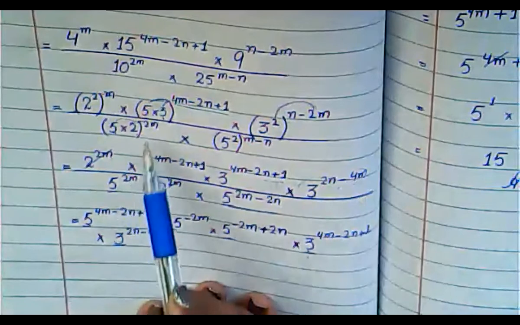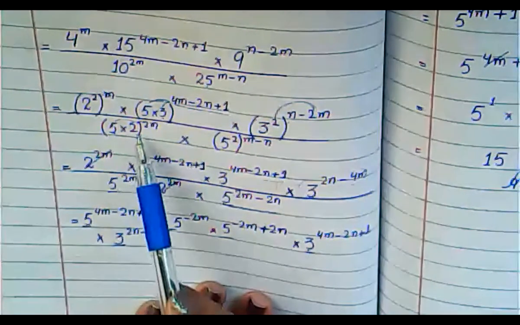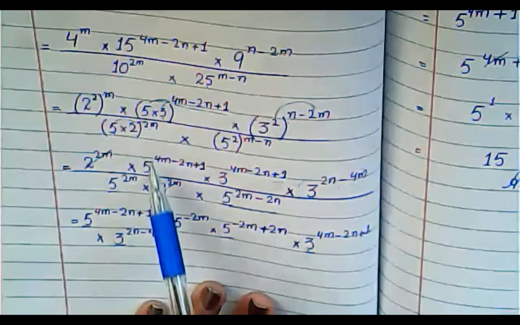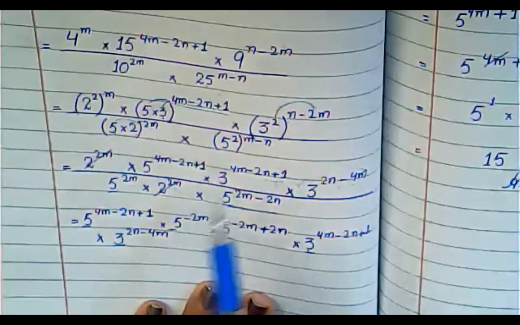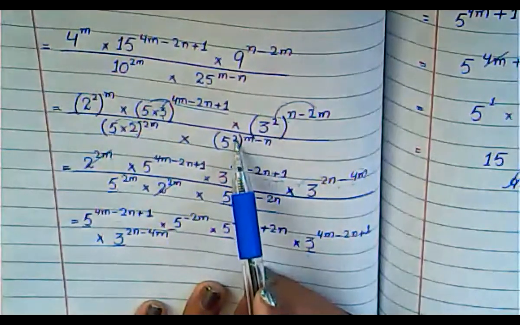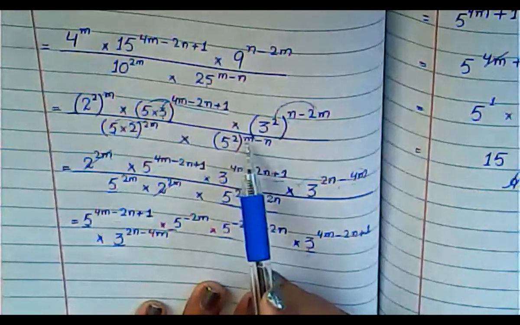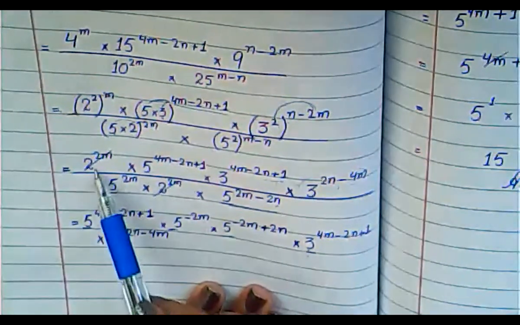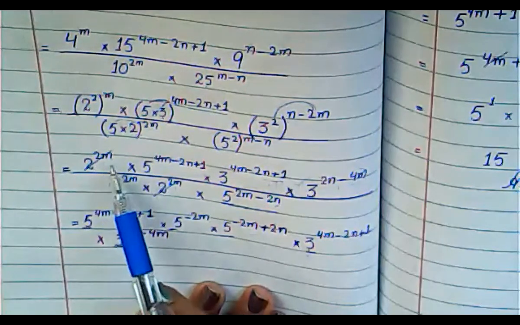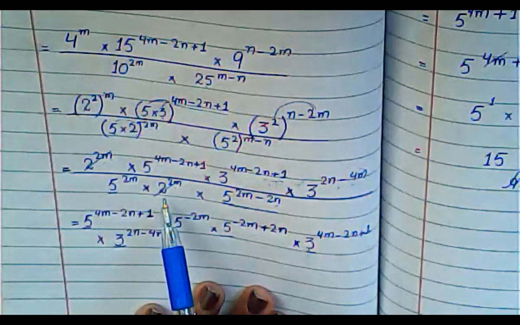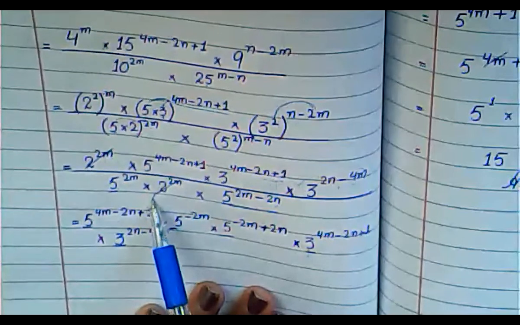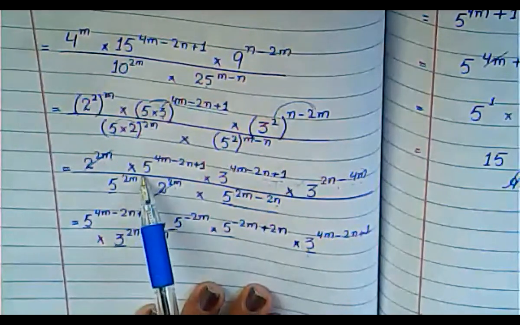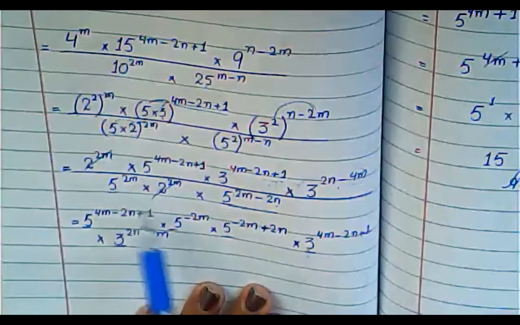In the next step, I placed the power separately, 5 to power 2m multiplied by 2 power 2m. Then power to the power, so simply multiply the power 2m minus 2n. Understand? Now, as you can see, here you have the same base and same power. One is in the numerator and other in the denominator, so it will get cancelled. And what will you be left with?